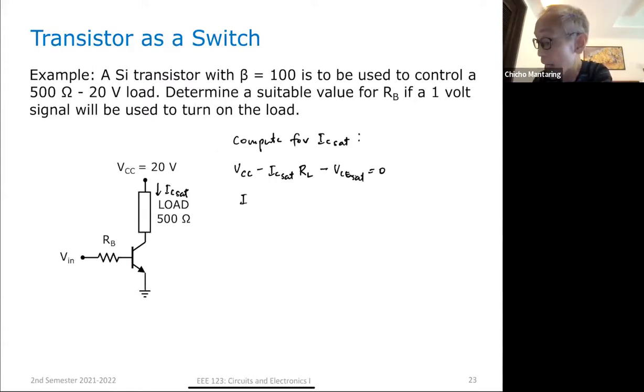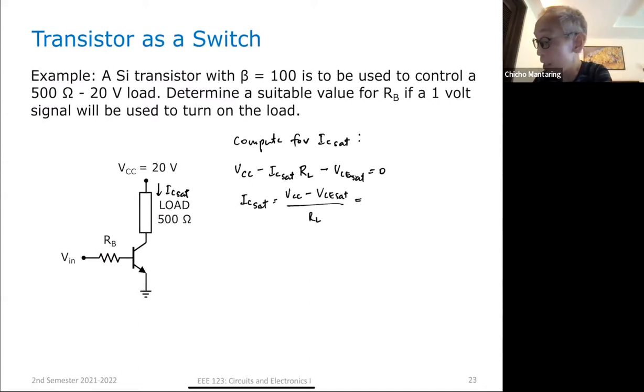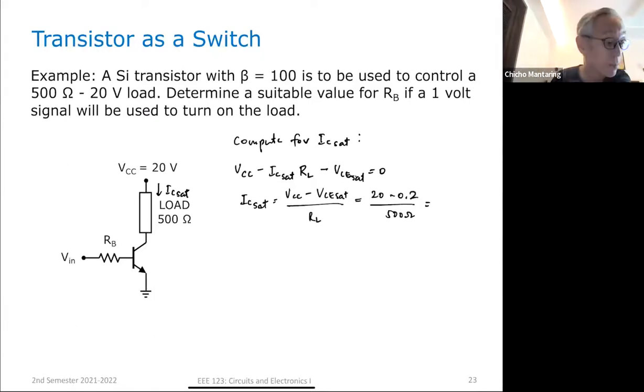So IC SAT is VCC minus VCE SAT all over RL. In this particular case, this is 20 minus 0.2 over 500 ohms, and I'm going to get 39.6 mA.